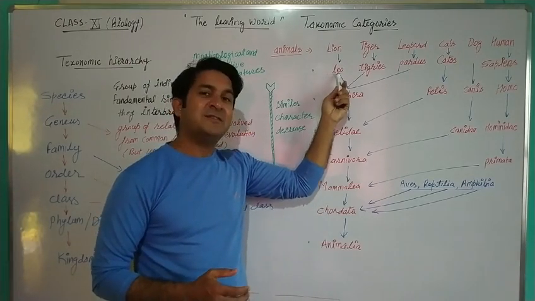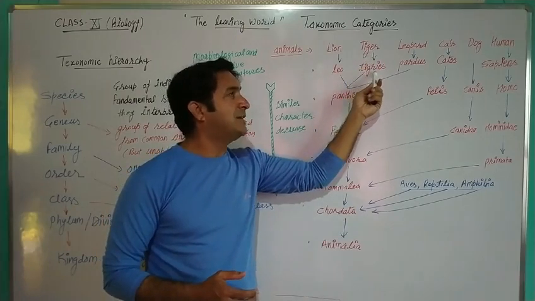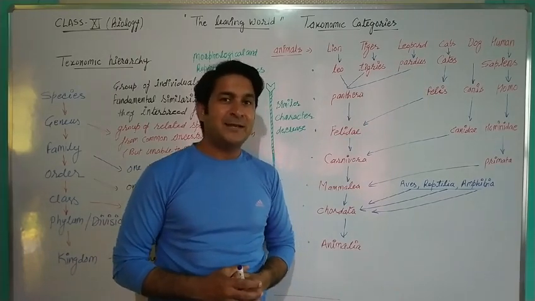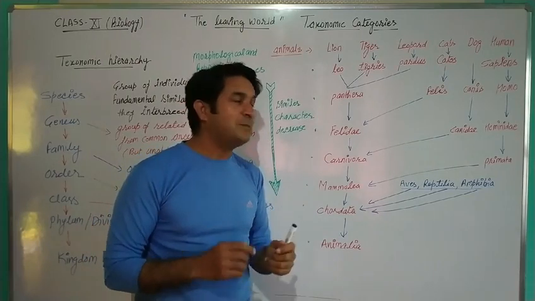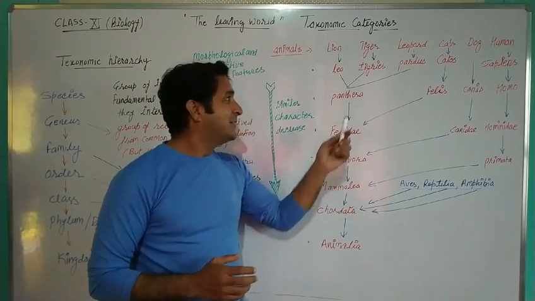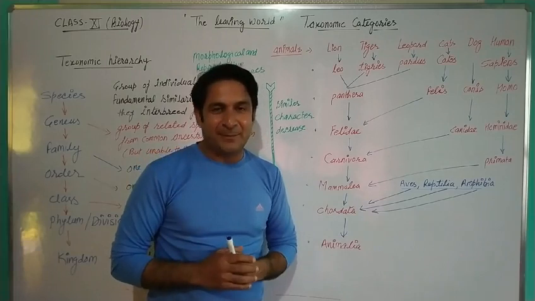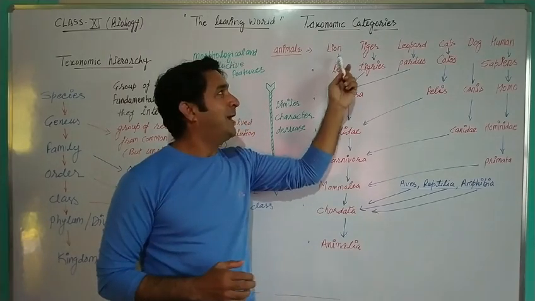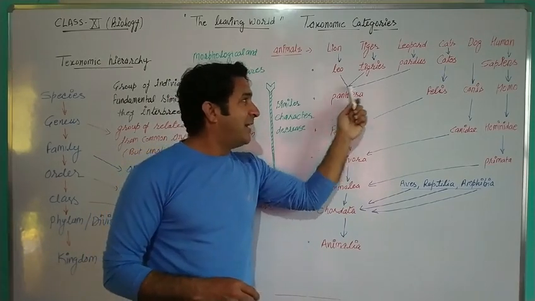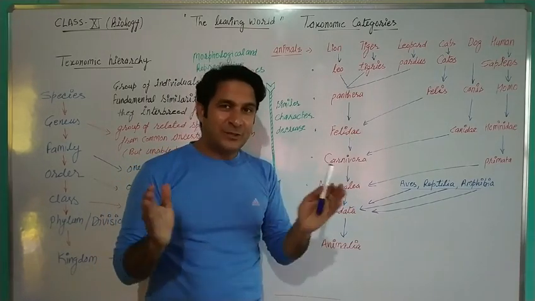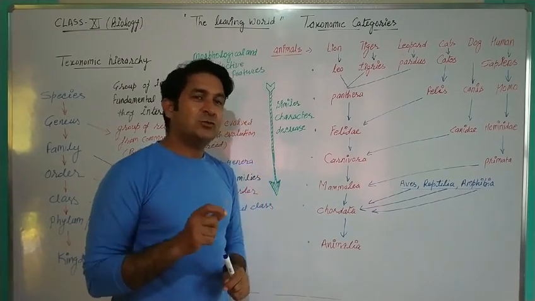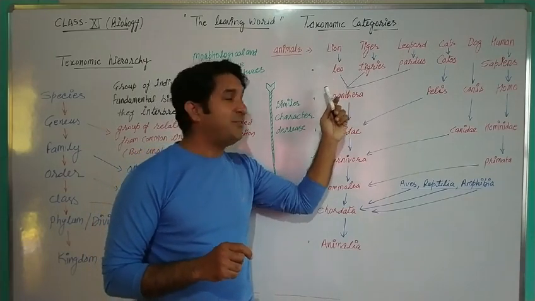Lion has the species Leo, tiger comes under species Tigris, and leopard comes under species Pardus. Right? But all three of these come under one genus, called Panthera. Got it? So Panthera is the genus name of the lion, tiger, and leopard. Now the genus name and the species name together set the scientific name of an organism.